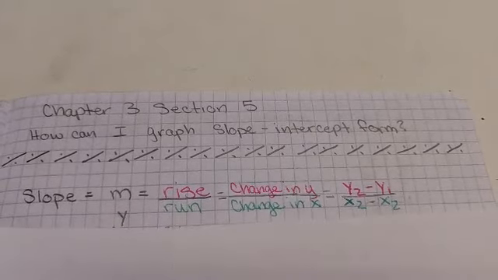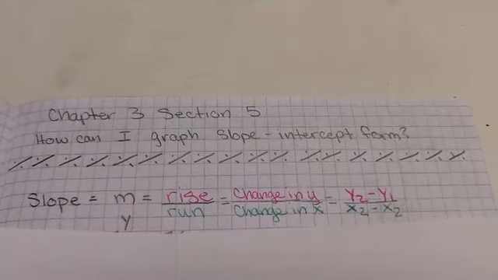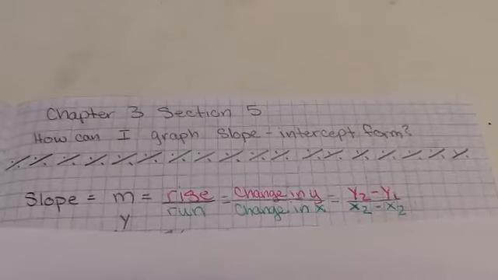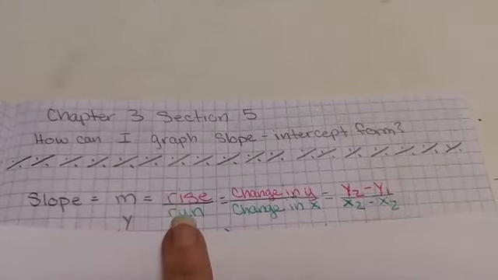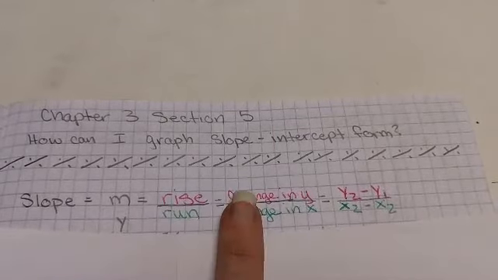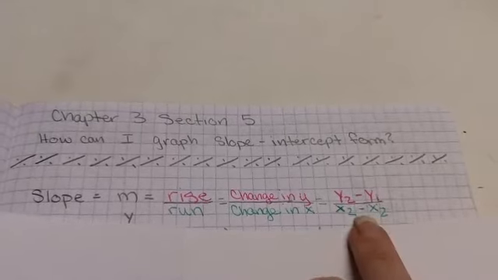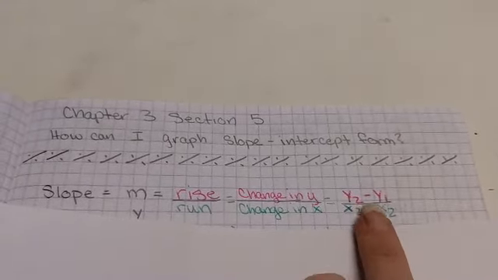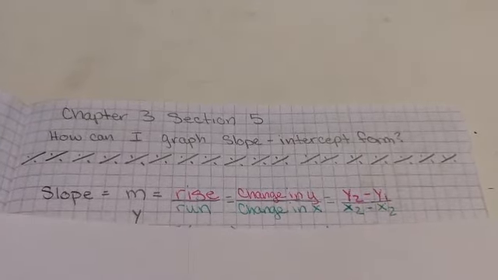So we know that slope is equal to the variable m. It's always equal to m. M stands for slope. And our slope is always our rise over our run, which is the change in y over the change in x. And we always use this little equation if we have 2 points and we want to find the slope of them: y2 minus y1 divided by x2 minus x1.